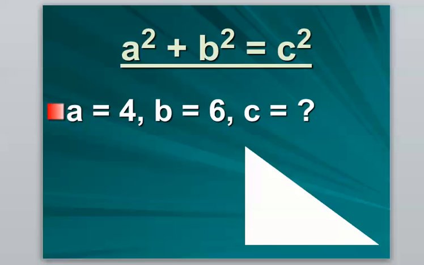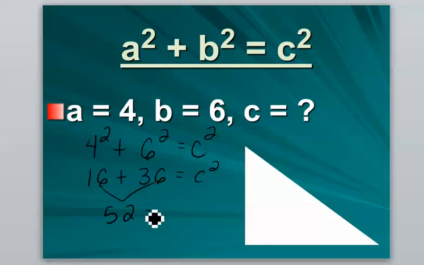The next one, we know that a is 4, so we're going to use 4 squared plus b is 6, 6 squared equals, and again, we're finding c. Pay really close attention to which letter is missing when you work through these problems. That one needs to stay the variable. 4 squared, 4 times 4 is 16, plus 6 squared, 6 times 6 is 36, equals c squared. Again, we're going to add up the 16 and the 36, and we get 52 equals c squared.